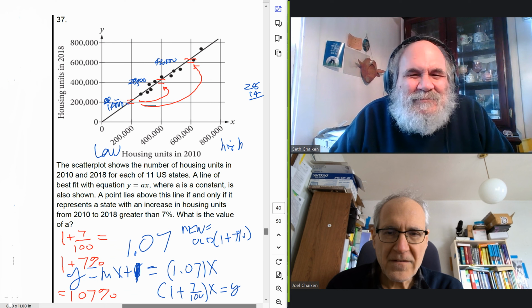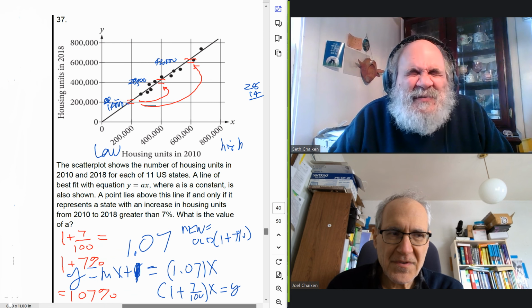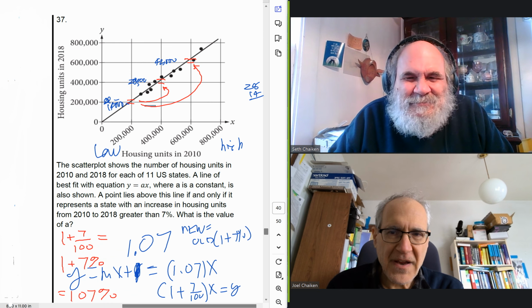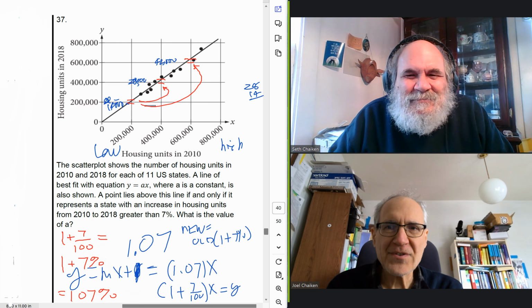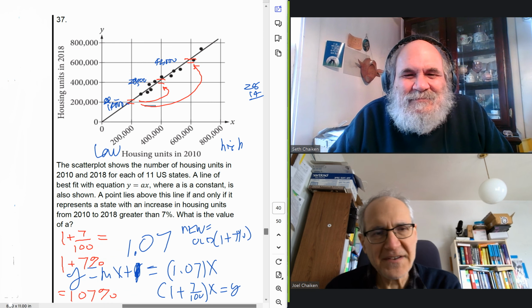Well, it's exponential growth over one period of 8 years. Yes, exponential growth for one period of 8 years. So a lot of different ways to view it.